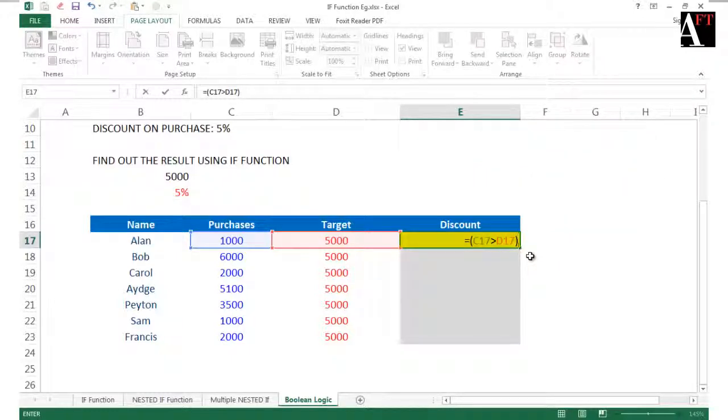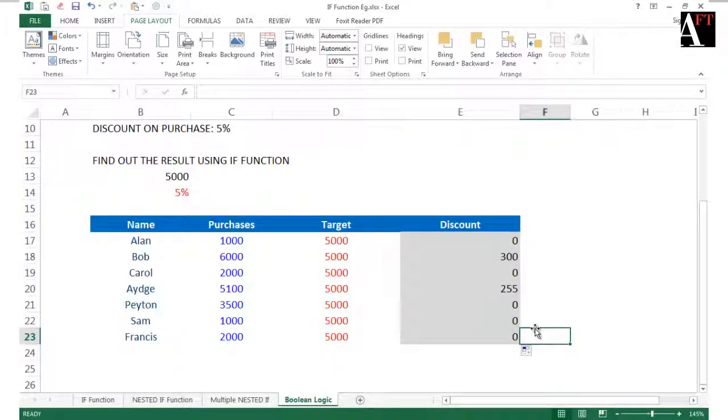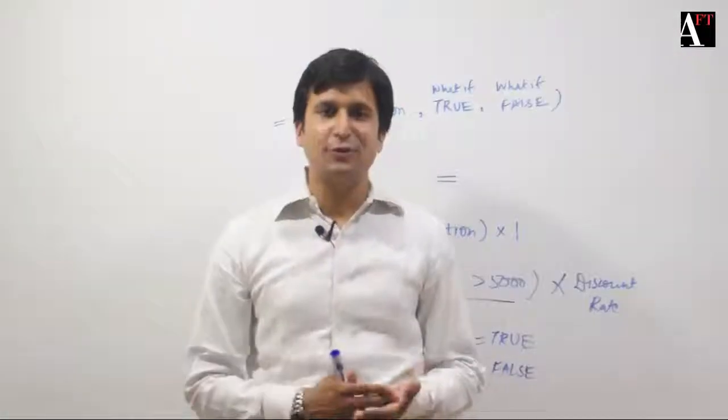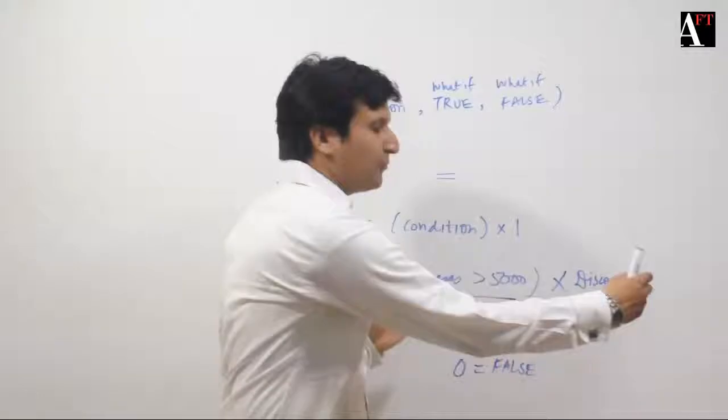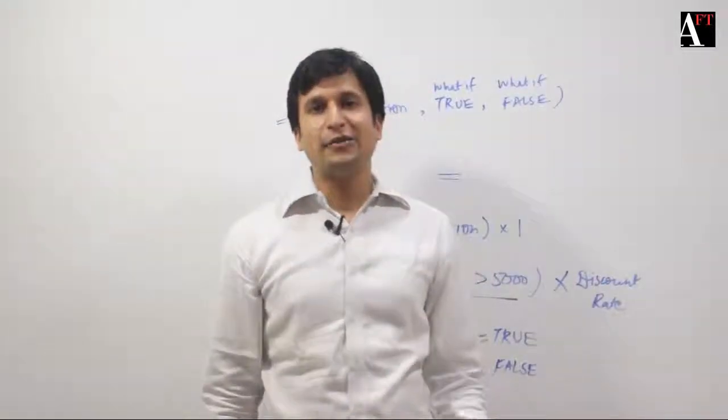When I multiply this by the discount rate or a cell that contains the discount rate, what I'm going to get is 1 multiplied by the discount rate. So I'll get the discount only in a case my purchases are exceeding 5,000 rupees. That's Boolean logic presented to you in the simplest possible way. And that's the shortest formula that you can write to actually calculate the discount.